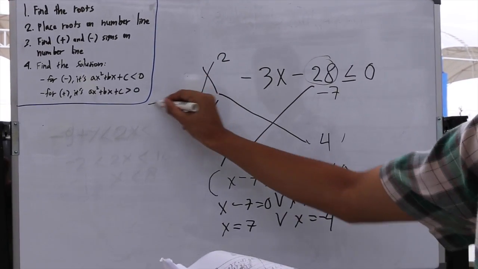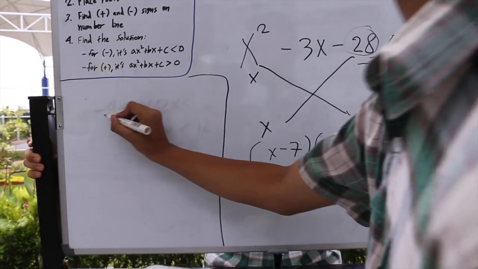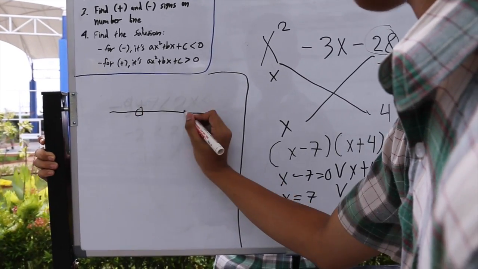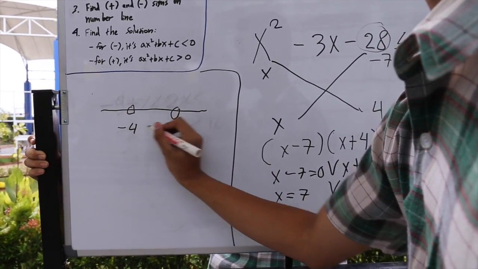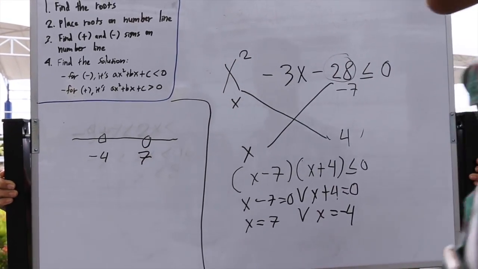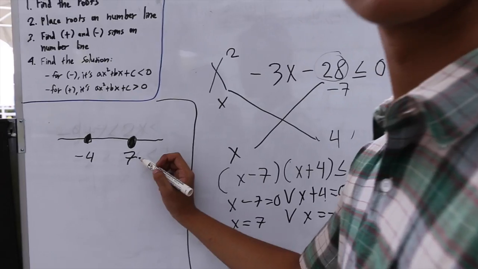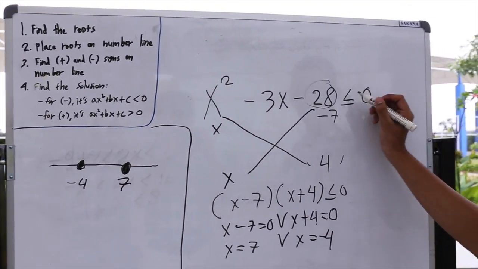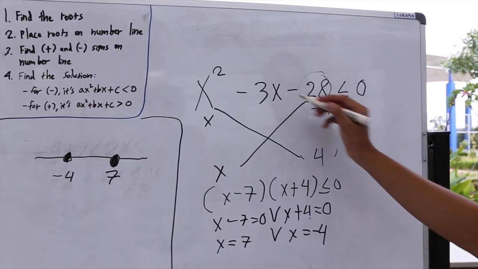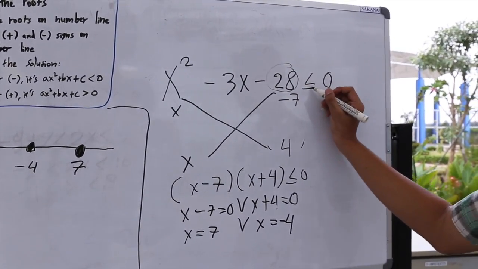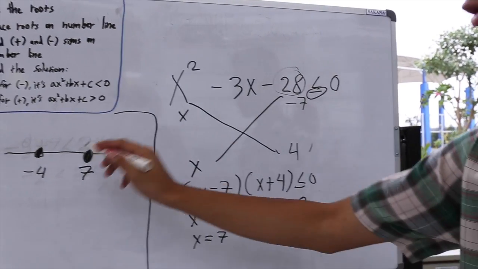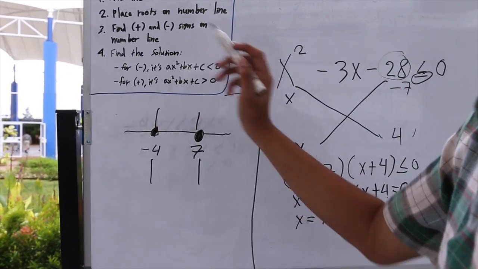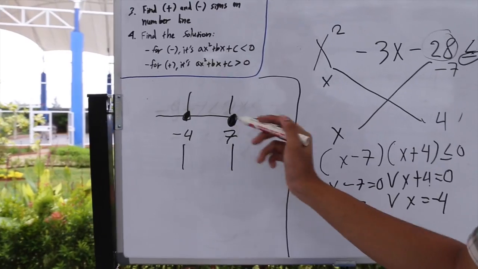Then, if we already found the roots, we must draw the line. Then we write the roots, minus 4 and 7. Then we must write dots here. Why? Because the example said that the inequality is less than or equal to 0, so we must write dots here. Then we must find the plus and the minus signs on the number line.